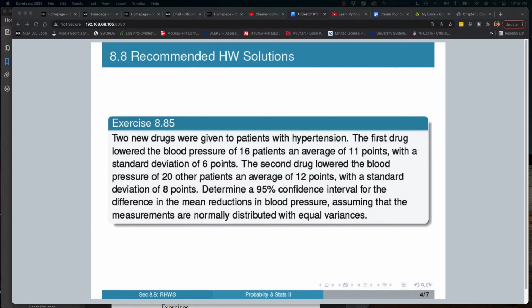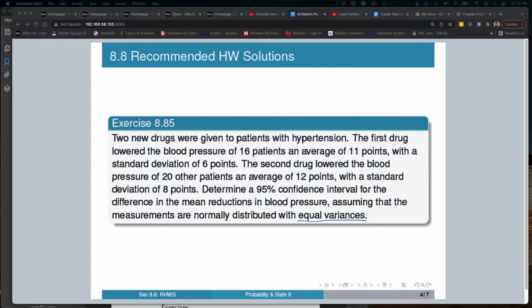So the next problem was 8.85, and this one says 2 new drugs were given to patients with hypertension. The first drug lowered the blood pressure of 16 patients an average of 11 points, with a standard deviation of 6 points. The second drug lowered the blood pressure of 20 other patients by an average of 12 points, with a standard deviation of 8. Determine a 95% confidence interval for the difference in the mean reductions in blood pressure, assuming that the measurements are normally distributed with equal variances.